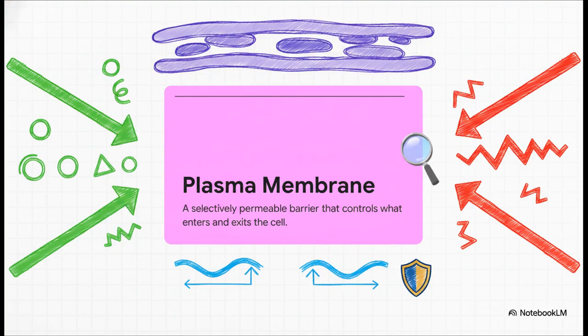Guarding that city is the plasma membrane. It's a selectively permeable barrier, basically acting as boundary control. Notice those bold green arrows flowing inward? That's essential nutrients being allowed in. And the red arrows flowing outward? That's waste products being pushed out. This constant directional flow ensures the internal environment stays perfectly stable, a balanced state we call homeostasis.